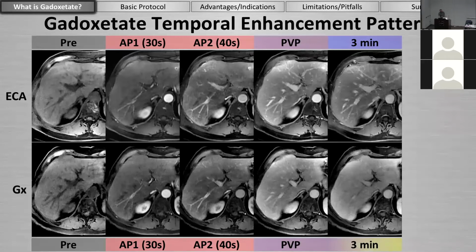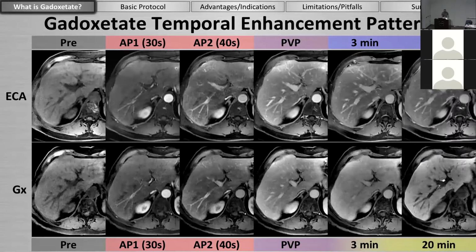Notice that the blood vessels are still much brighter than the liver with an extracellular agent. Notice that with EOB, the blood vessels are now about the same signal intensity as liver. You can barely see the blood vessels inside the liver. Notice how obvious the blood vessels are with the extracellular agent.